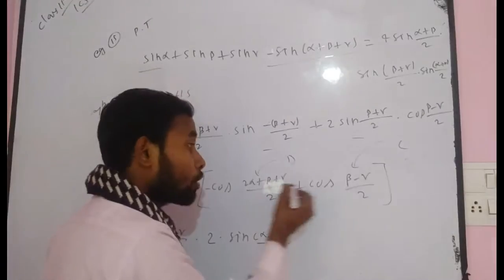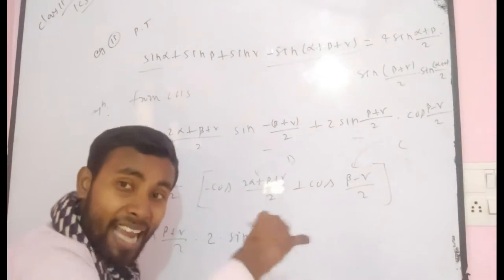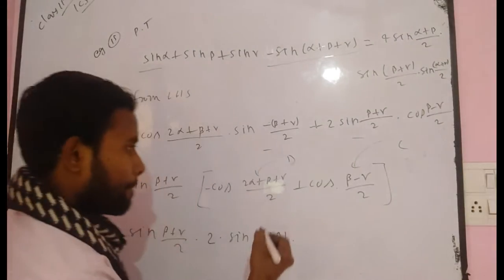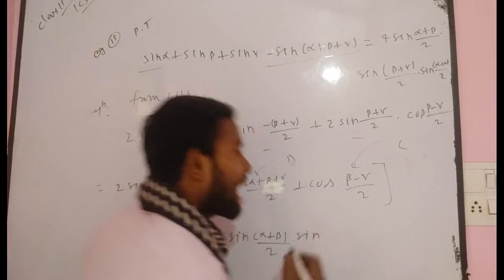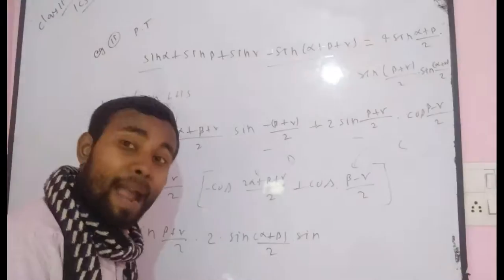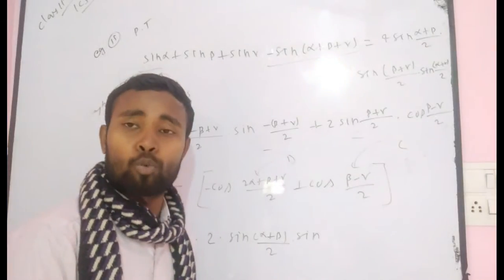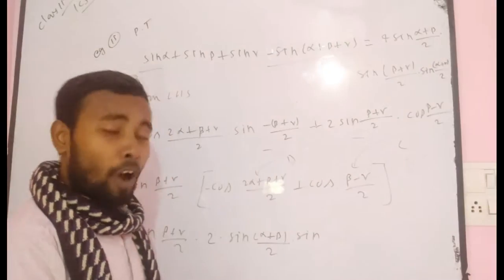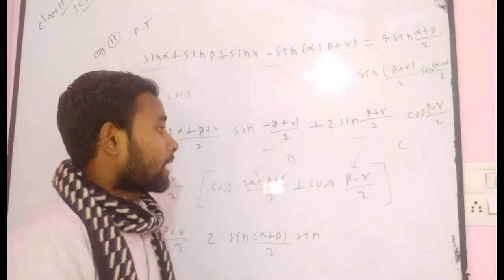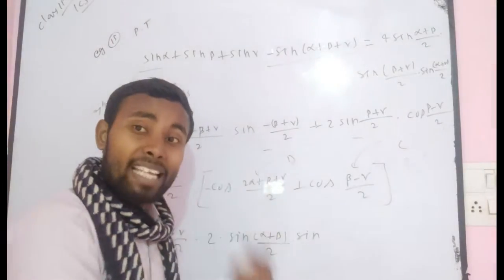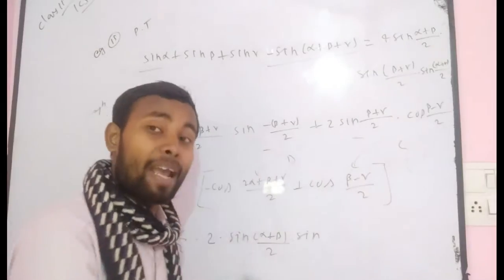Here c plus d is equal to 2 alpha plus 2 beta by 2 by 2. This is 2. Now sin d minus c by 2, about which I have already told you. This is a very important formula for you. Sometimes students are confused about it, because cos c minus cos d is equal to 2 sin c plus d by 2 into sin d minus c by 2.